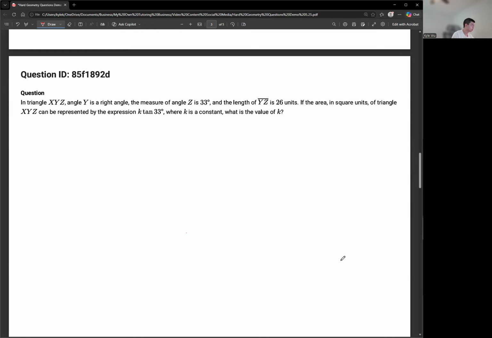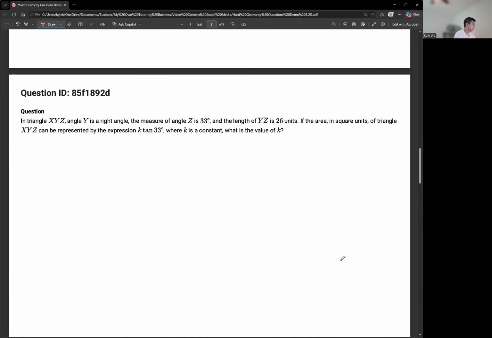So here, we have a right triangle. Measure of angle Z is 33, length of YZ is 26. Area can be represented by K times tangent 33. We're asked to find K.